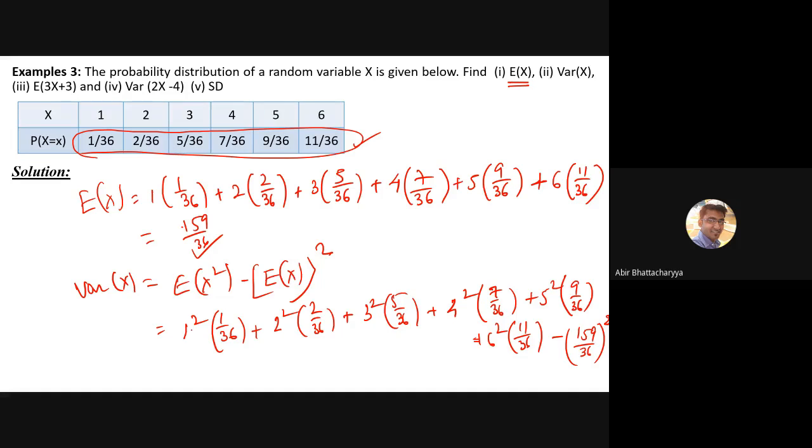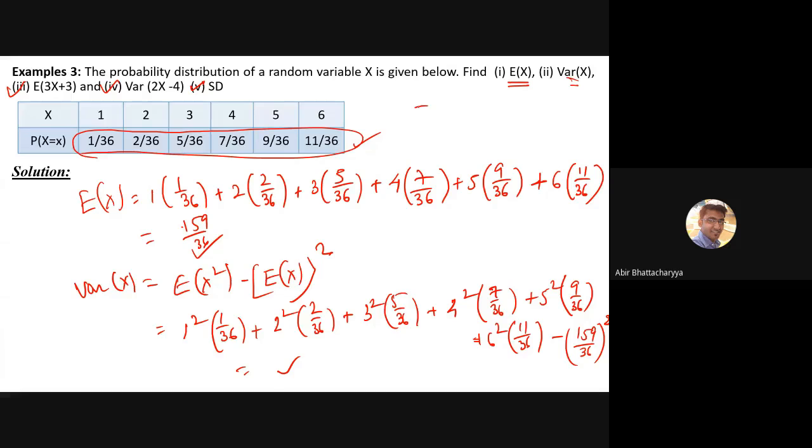Okay. So once you calculate, it will take some time to calculate. Use your calculator and do it. You will get the variance over here. So once you get the variance, next thing is a few different calculations. Now in this calculation, you don't need to do hard work.